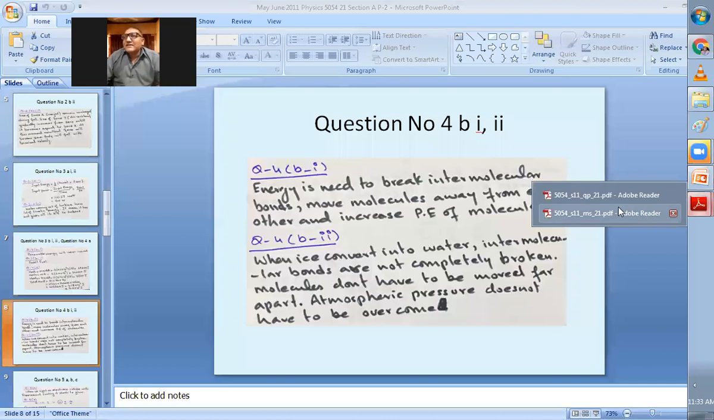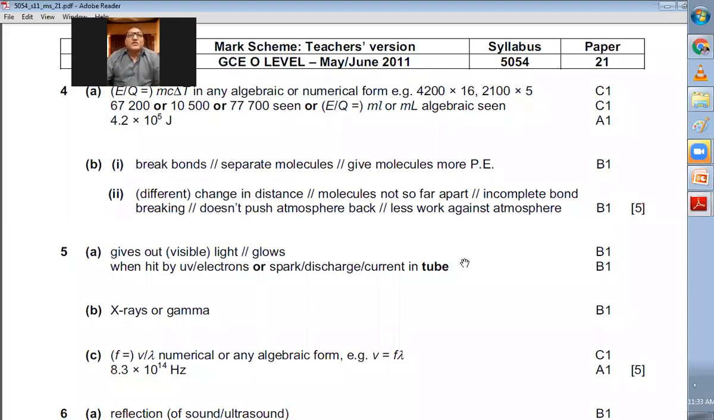What the marking scheme says for question number 4, B, second part: different change in distance. Molecules not so far apart. Incomplete bond breaking, bonds are not completely broken. Does not push atmosphere back in the case of ice to liquid. Less work against the atmosphere. So that is question number 4B, second part.